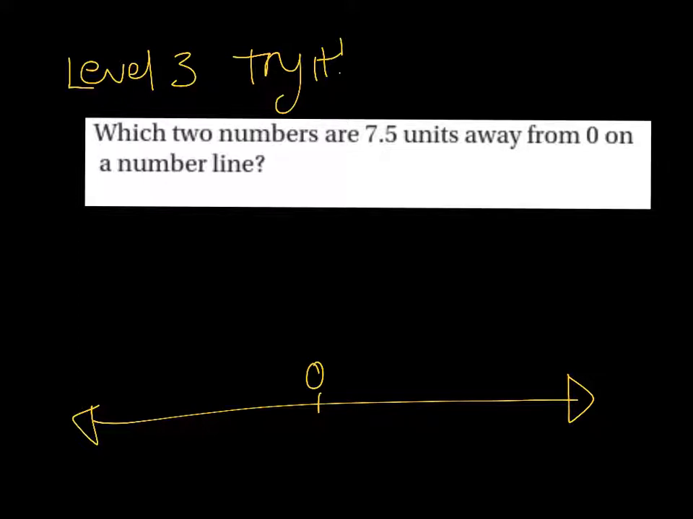All right, so I drew a little number line here for you. So 0, 1, 2, 3, 4, 5, 6, 7.5. So 7.5 is one. And if we go the other way, negative 1, negative 2, negative 3, negative 4, negative 5, negative 6, negative 7.5. And those are our two answers.